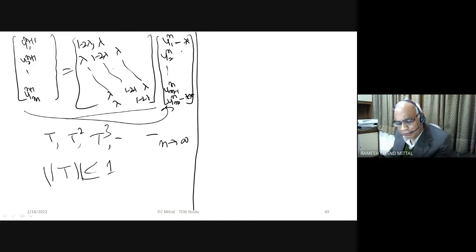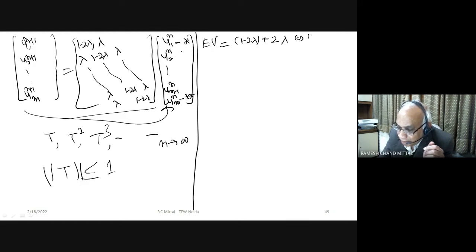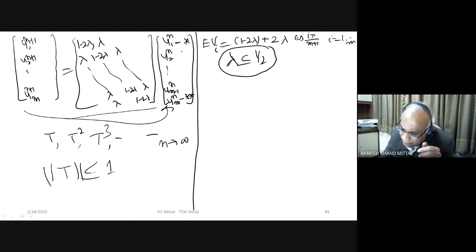And you will see the formula which I gave you in my last class. Because this matrix is symmetric, you can find the eigenvalues, which I write for you: the eigenvalue is 1 minus 2 lambda plus 2 lambda cosine of i pi upon m plus 1. Here i is the index, and i goes from 1 to m. Now cosine can be converted into sine, and you will find that the condition will be that lambda should be less than half. If you desire, I can explain more here, but I don't think you need it.